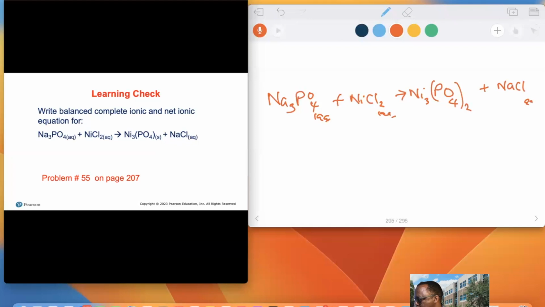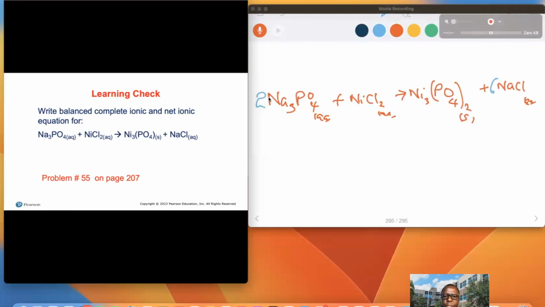And we have been given, by the way, the physical state. Nickel 2 phosphate is insoluble, so it is solid. The way it is, the equation is not balanced. Look at here, we have 3 sodiums, we have 1 here. So using trial and error, we need a 2 in front here and a 6 in front here, so that we read this as 2 sodiums and 6 sodiums. 2 times 3 is 6 sodiums. We have 6 sodiums right there.